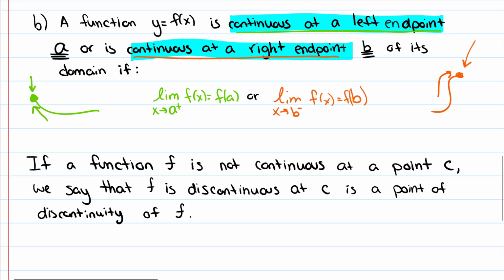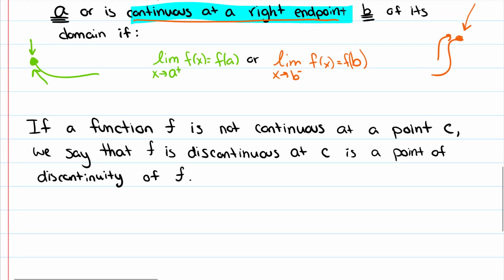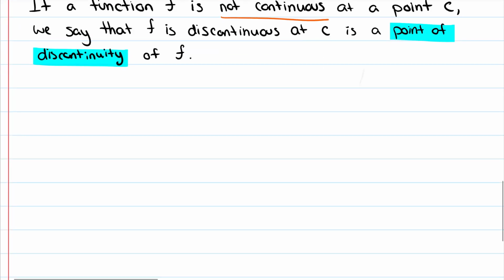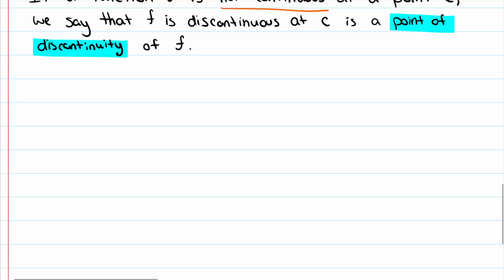If a function f is not continuous at a point c, we say that f is discontinuous at c, and c is a point of discontinuity of f. So the point of discontinuity is the point where you have to lift your pencil to continue that graph. It's very important to also point out the difference between an interior and an endpoint.